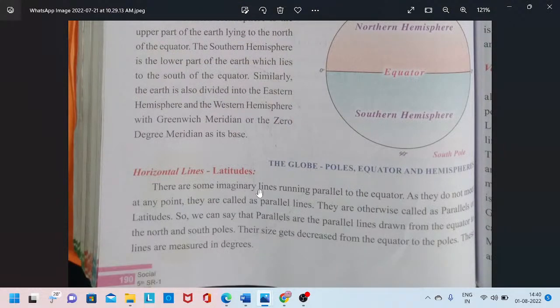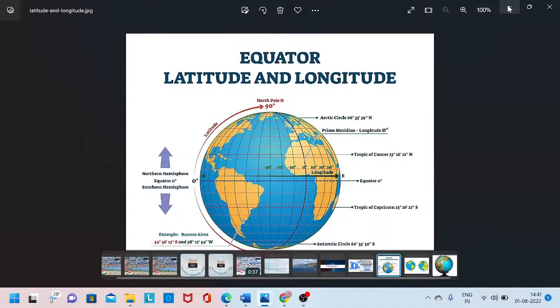There are some imaginary lines running parallel to the equator. As they do not meet at any point, they are called parallel lines. They are otherwise called parallels or latitudes. So we can say that parallels are lines drawn from the equator towards the north and south poles. Their size decreases from the equator to the pole. These lines are measured in degrees.